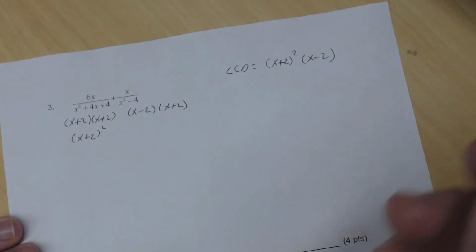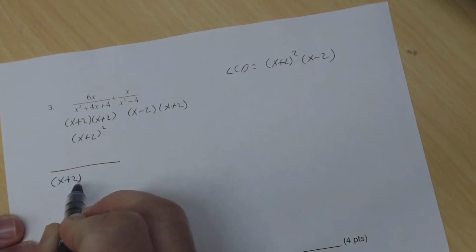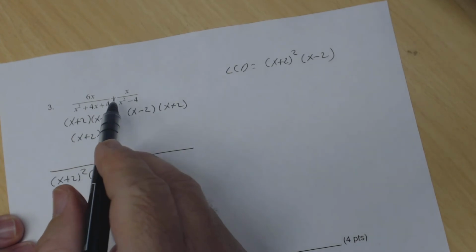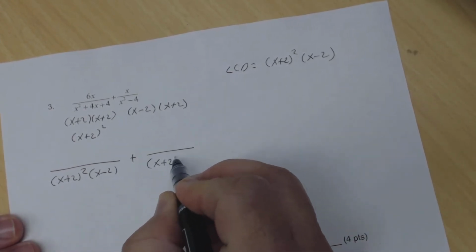So that's your LCD. So now I'm going to write two fractions with that denominator. And that's going to be easy because that's an addition symbol. So you're adding those two fractions.